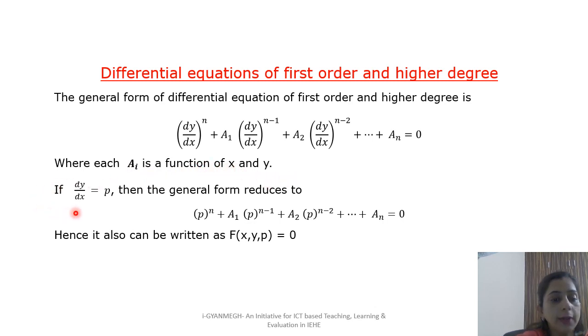If dy by dx can be written as p, then the general form of this equation can be reduced to this form: p^n plus a1 p^(n-1) plus a2 p^(n-2), and so on up till an equal to 0. Hence, this form can be written as f of x, y, p equal to 0, the function of x, y, p equal to 0. I hope you all understood this.